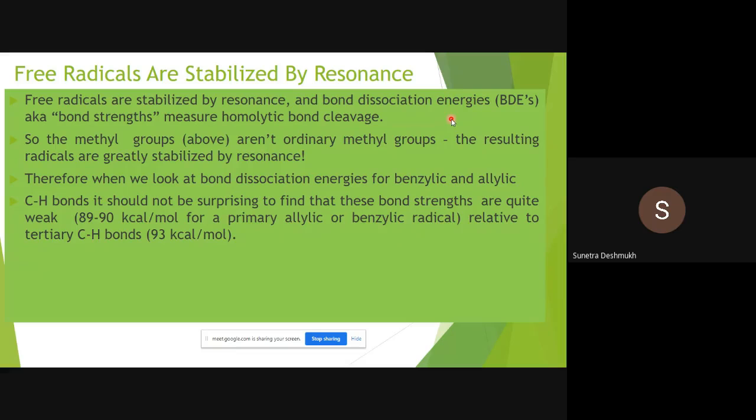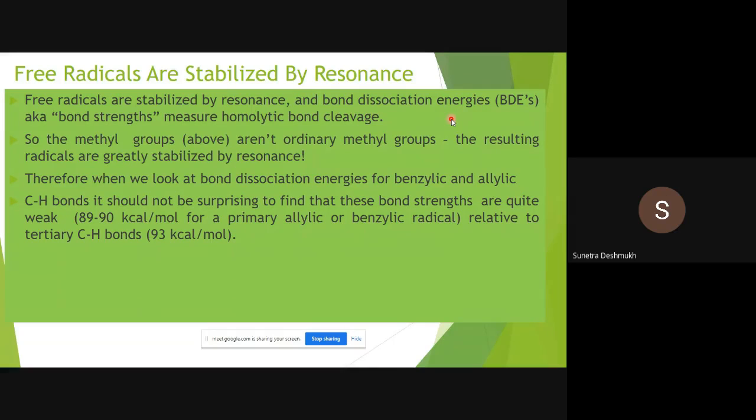Next, the bond dissociation energy for the benzylic and allylic CH bond. It should not be surprising to find that these bonds are quite weak: 89 to 90 kilocalories per mole for a primary allylic or benzylic radical. On the first slide we saw the bond dissociation energies for the primary, secondary, and tertiary methyl radicals. There you saw that for the tertiary radical the bond dissociation energy is less, like 90 kilocalories per mole. That's why the tertiary free radical is more stable.